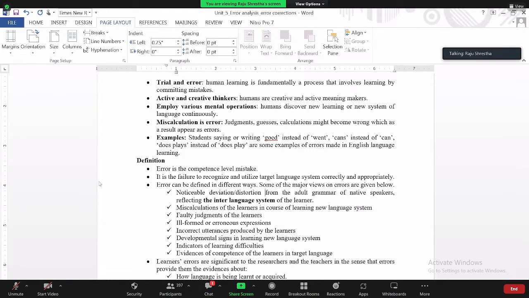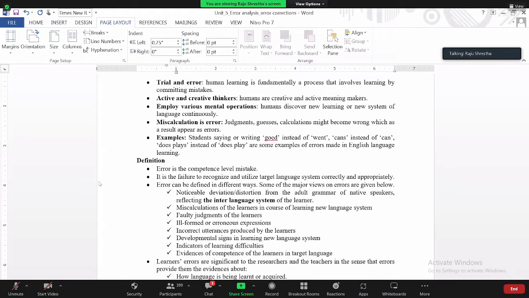Okay, so noticeable distortion, deviation not according to the rules, noticeable deviation, clearly visible, that is different from the adult grammar of the native speaker and reflects the interlanguage system of the learners. This is error. One thing, miscalculation, you understand. This is faulty judgments of the learners, you understand. Ill-formed or erroneous expression, incorrect utterances produced by the learners, developmental signs.